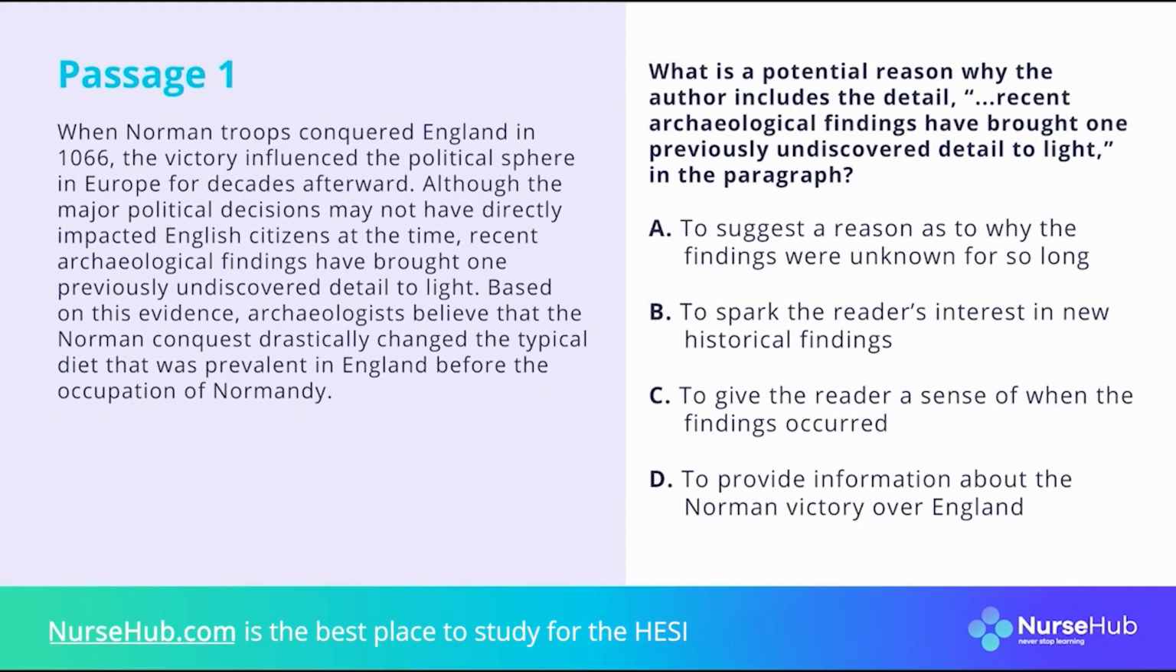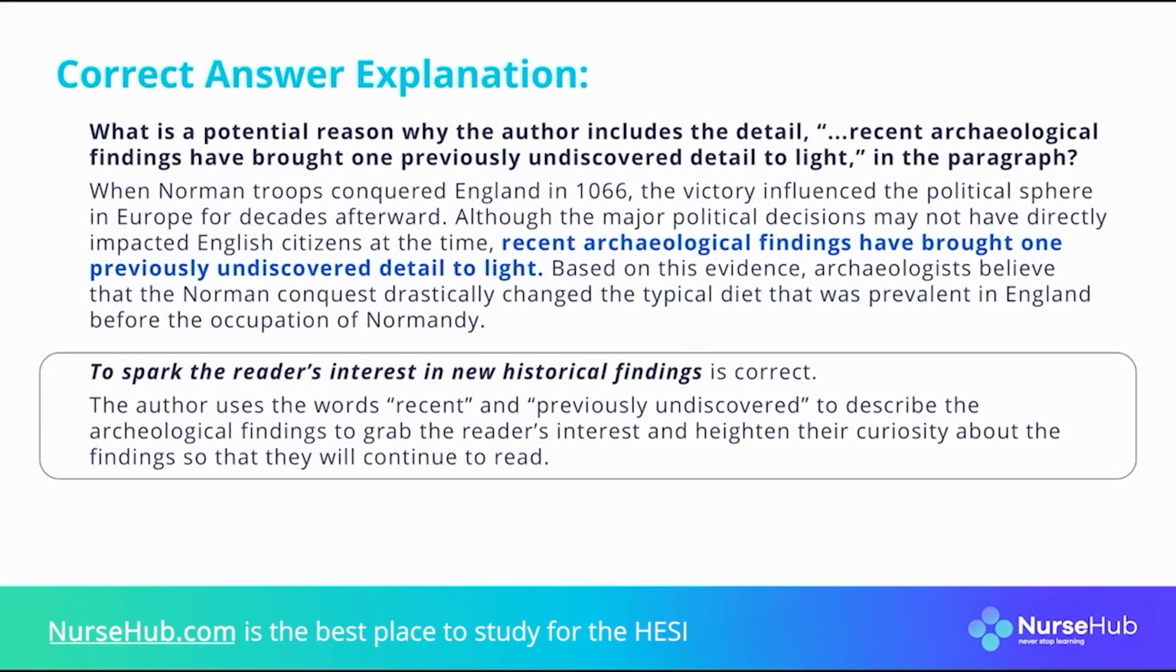So, let's go ahead and take a minute here to pause and read through these answer options before we dive into the correct answer. Remember, you're thinking, why is that detail there? First, start by looking at the detail. Think about what the purpose of the text is and why that detail is inserted there. All right, so here's our correct answer. To spark the reader's interest in new historical findings. The author uses words like recent and previously undiscovered to describe these findings and to really grab the reader's attention and heighten their curiosity about the findings so that they will continue to read.